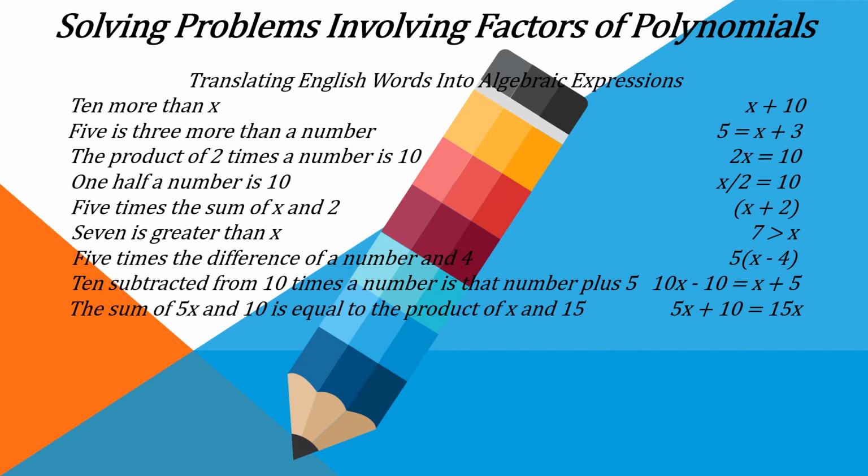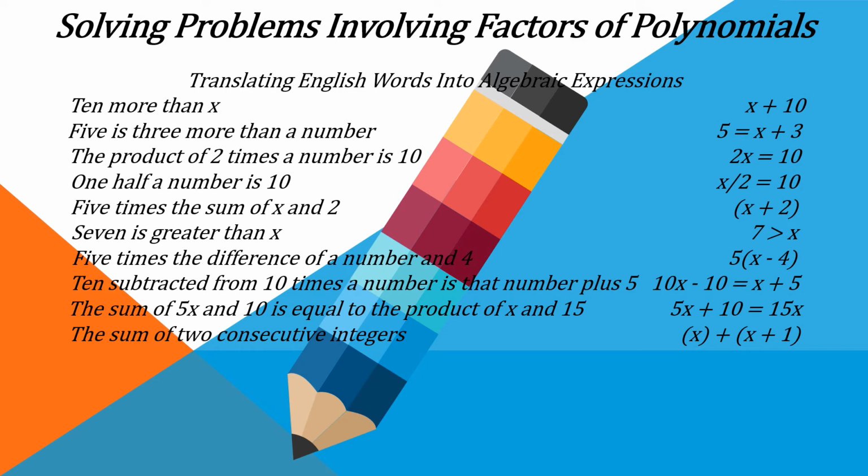The sum of 5x and 10 is equal to the product of x and 15. The sum, meaning addition, of 5x and 10, so 5x plus 10, and is equal to x multiplied by 15, or the product of x and 15 is 15x. Therefore, it is 5x plus 10 is equal to 15x.